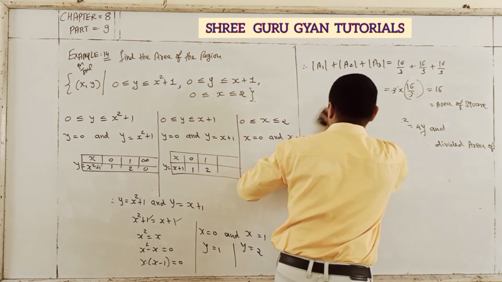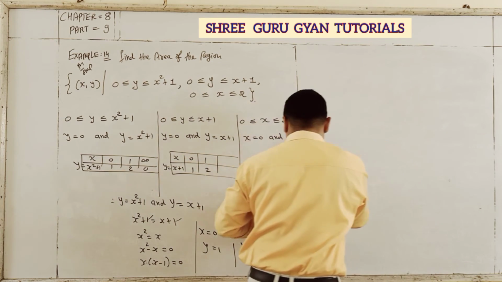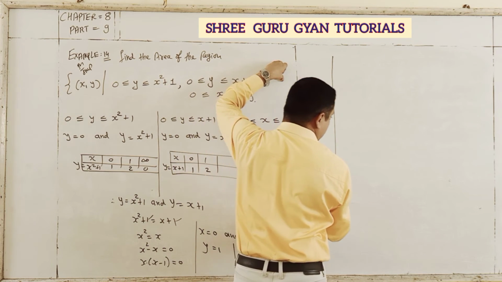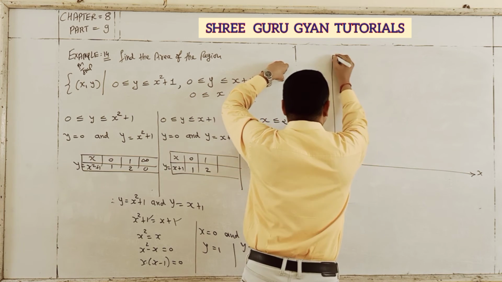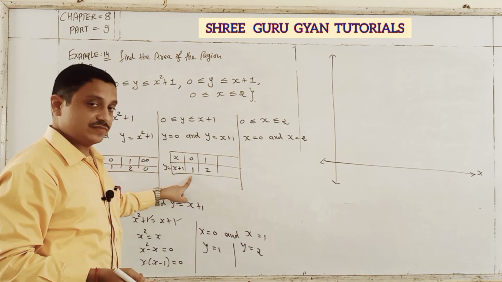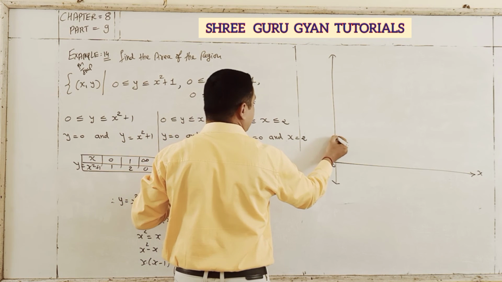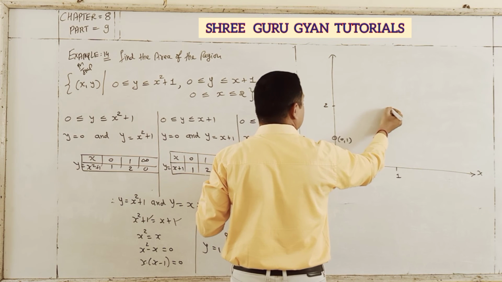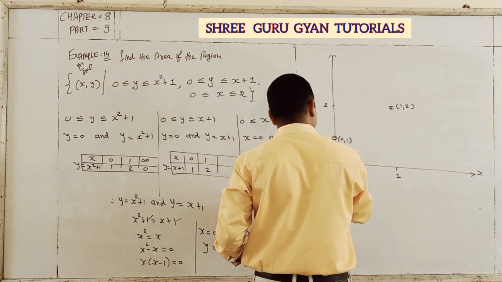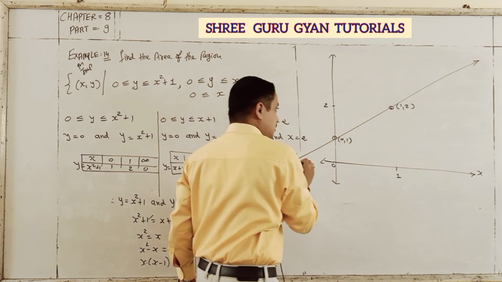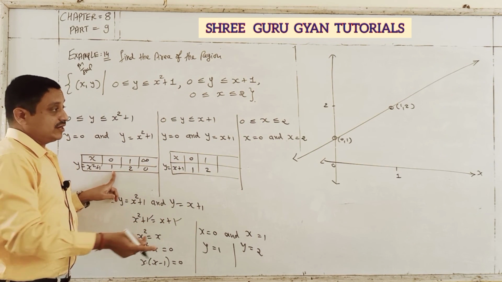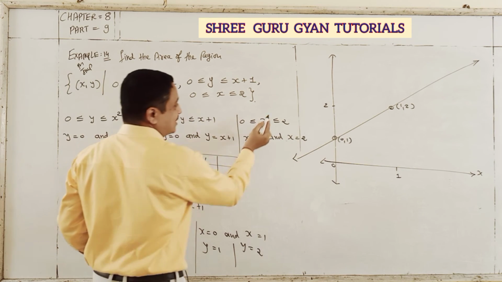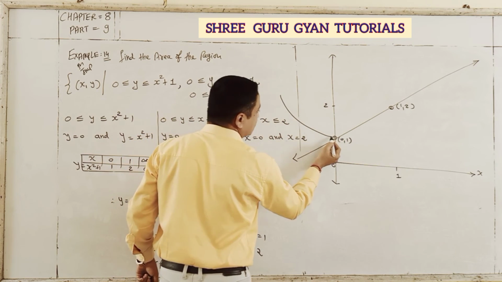So let's start our simple drawing. My drawing is something like this. This is your x-axis, this is your y-axis. First I plot this line: (0, 1), next (1, 2), here 1, approximately here 2, this is (1, 2), and the straight line passes through it. And the curve: x is 0, y is 1 means this one, (1, 2) is this one, and infinity means it is not touching the x-axis. Your graph is moving in these directions.